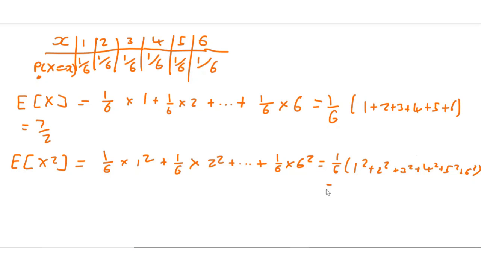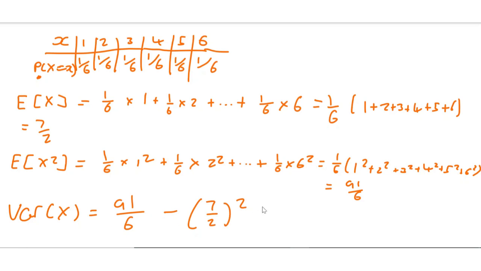And that is equal to 91/6. So now the variance of X is given by 91/6 minus (7/2) squared. That is equal to 35/12, and that's approximately equal to 2.91.